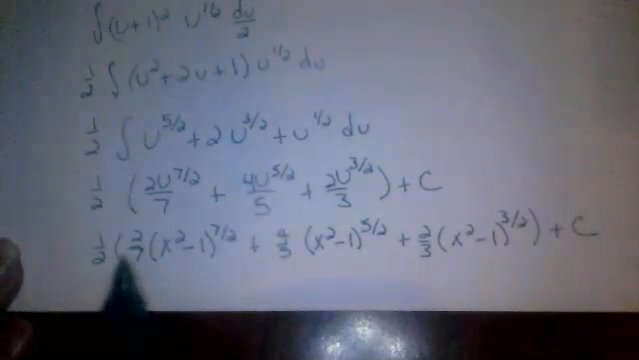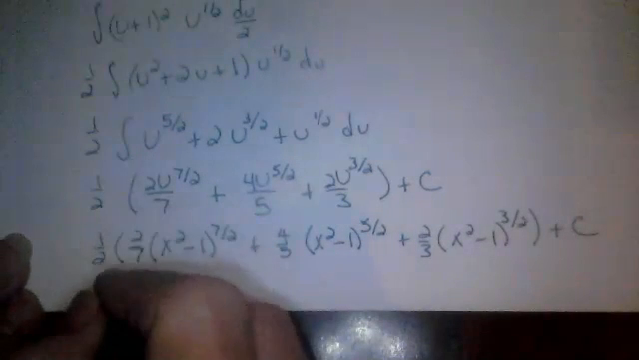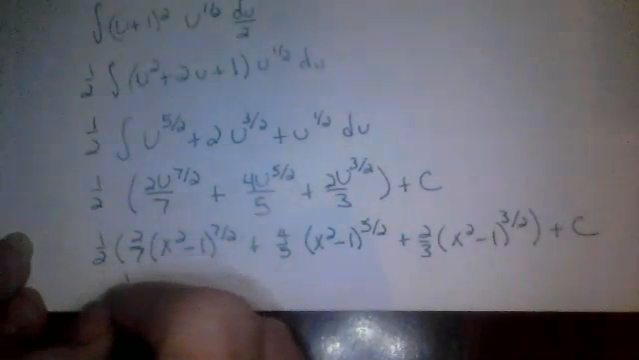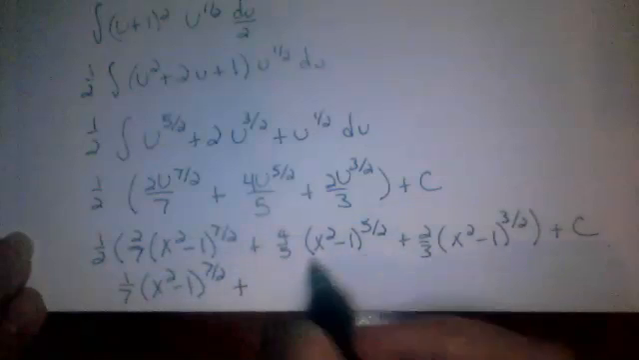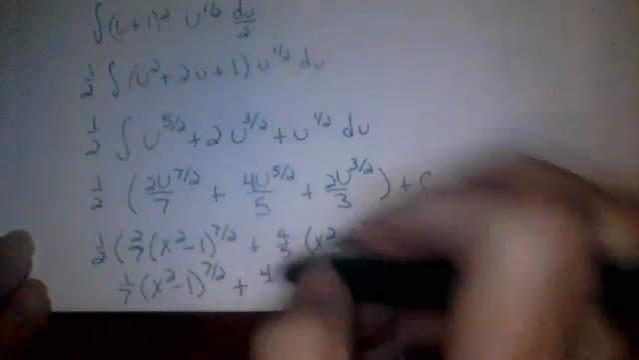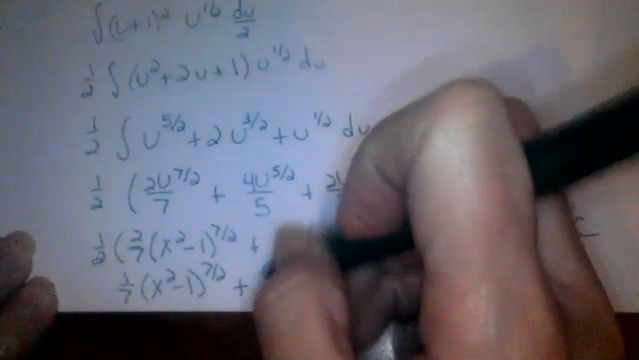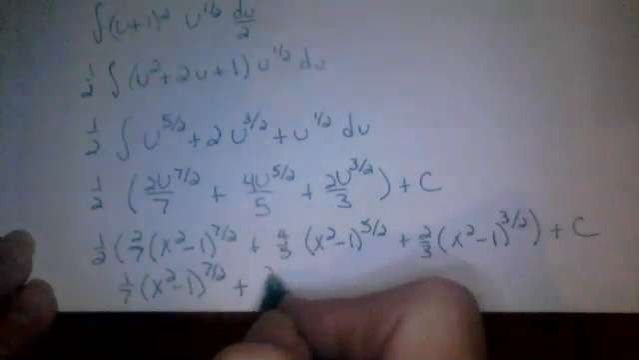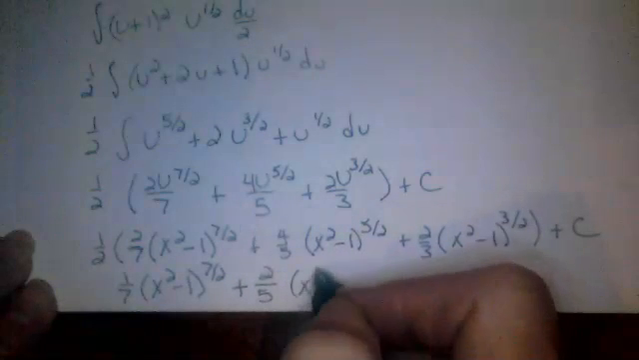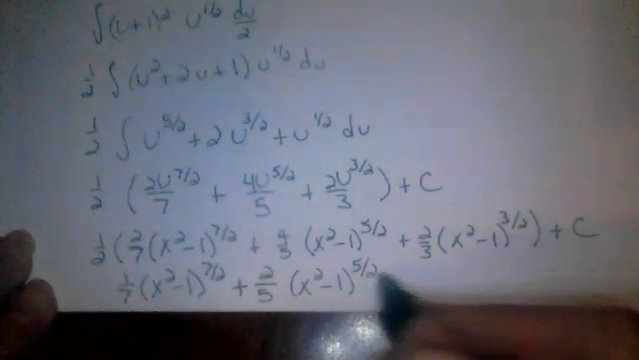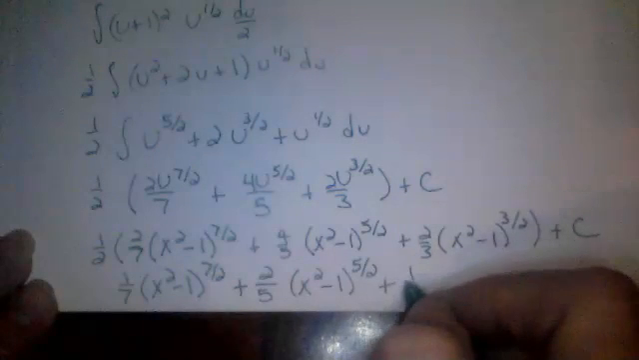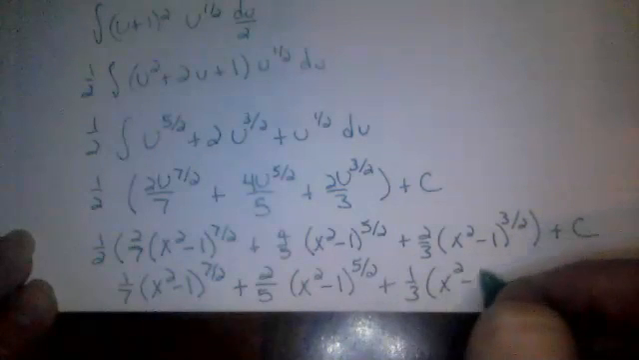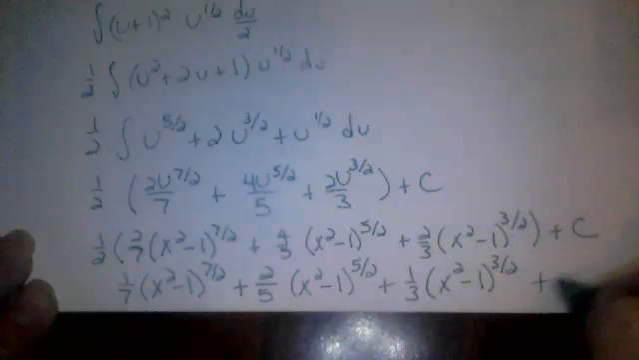plus c. Now all that's left is distributing my 1/2, so this would just end up being 2 over 14 or 1/7 x squared minus 1 to the 7/2 plus 4/5. That would be 2/5. 4 over 10 or 2/5 x squared minus 1 to the 5/2, and then 2/6 or 1/3 x squared minus 1 to the 3/2 power plus c.